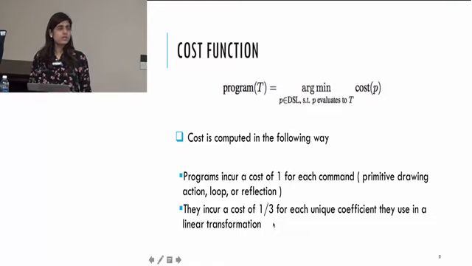And they incur a cost of 1/3 for each unique coefficient. These are linear transformations. So the idea is to look for a program that is concise, the smallest, so that it has fewer loops, reflections, etc., to give you minimum cost. At the same time it has more coefficients, so that overall the program has less cost.